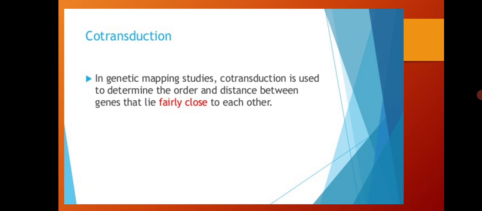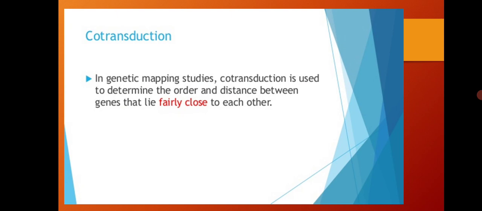If I tell you an example of co-transduction, just now we have discussed the U-tube experiment, you can correlate that experiment with co-transduction. Now in the U-tube experiment, suppose we have seen that strain A was unable to produce phenylalanine and tryptophan and able to produce methionine and histidine, and strain B was opposite. Now suppose these two genes are placed at close proximity.